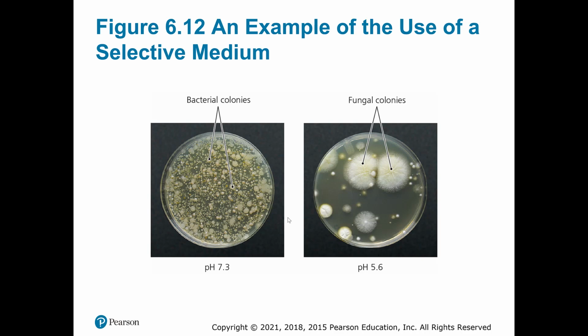So this picture, figure 6.12, examples of selective media. On the left, this is a medium that's at a pH of 7.3, and you can see a lot of things are growing on it, lots of different sizes of colonies, and other things, you don't know what's in there. There's a whole bunch of stuff. But change the pH of the medium, and now only a few things are growing, in particular some fungi. And so you've selected what you want to grow. You change the conditions of the media to select only what you want to grow. And that's what selective media means.